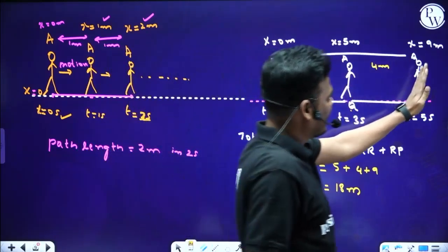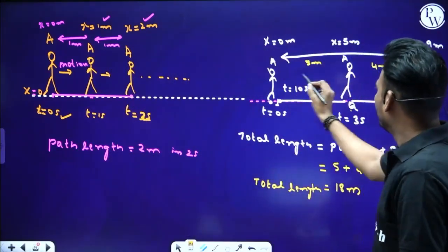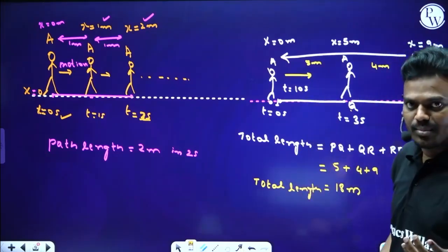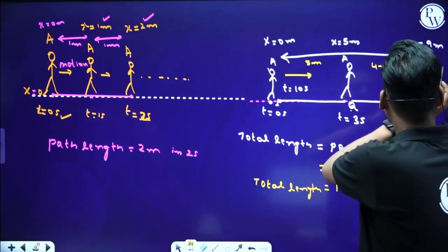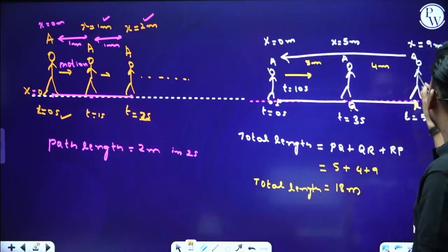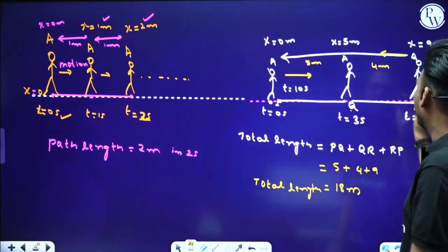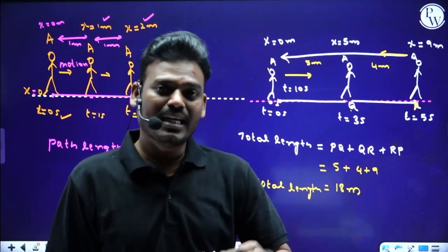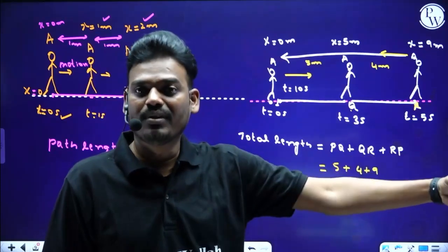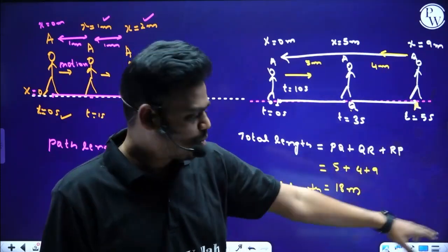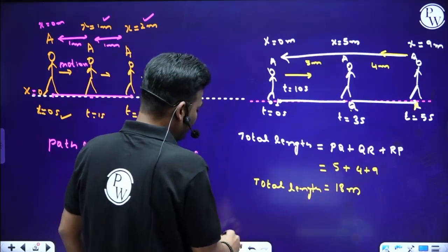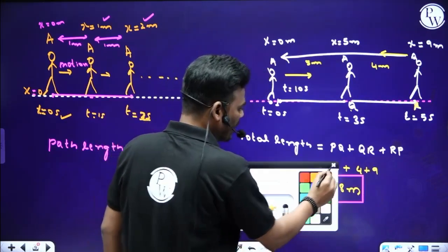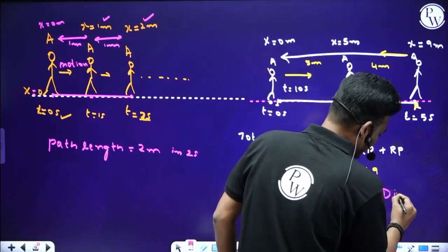Here the body has changed its direction. Initially the body is moving along the plus x-axis of the coordinate system. After reaching point R, the body has changed its direction and moves in the opposite direction. But here we have not considered the direction of the body. We are just adding the length traveled, so the length of the path traveled by the body is 18 meter. This one we call distance.